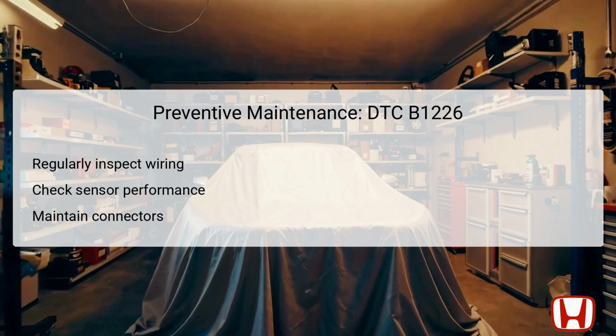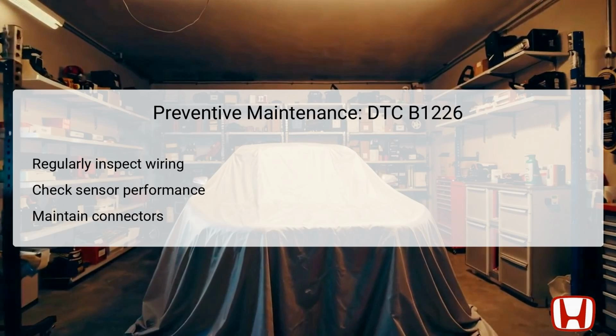in the vehicle. Preventive maintenance is essential not only for ensuring the reliability of the climate control system, but also for overall vehicle performance. Regular inspections of the wiring associated with the in-car temperature sensor can help identify wear or damage before it escalates into a fault. It is equally important to routinely check the performance of the in-car temperature sensor to ensure it is providing accurate readings, allowing sufficient time to replace it if issues arise.